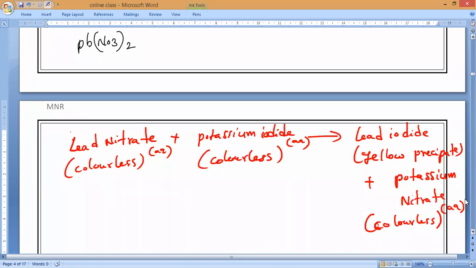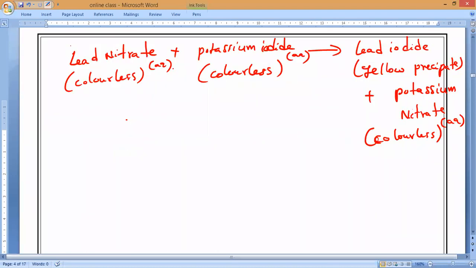Do you understand? Yes, sir. That is the example. Now, as I told you, both reactants must be in aqueous state. Yes or no?